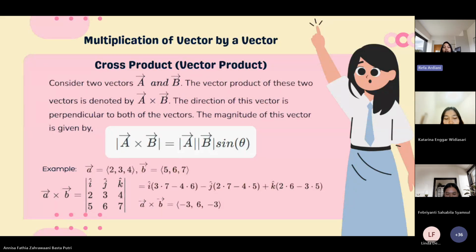Combining all these components, we obtain the resulting vector: -3, 6, and -3. From this example, we can see that the cross product produces a new vector with 3 components. The resulting vector is perpendicular to both vector A and vector B. This is one of the main differences between the cross product and the dot product. Okay, next slide.